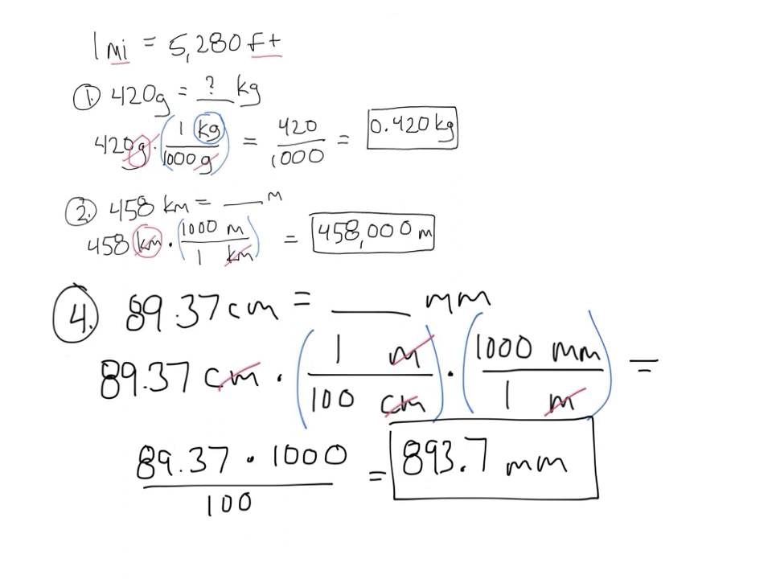So that's a little bit of factor label practice. I hope that's helpful to you. It's numbers 1, 2, and 4.